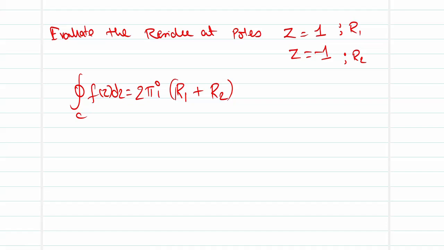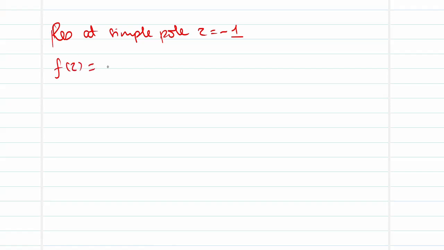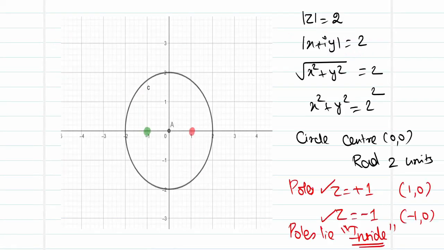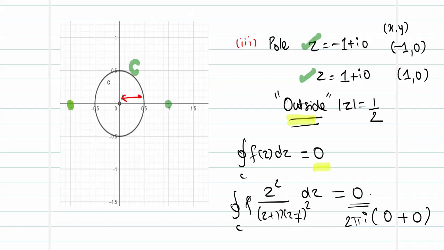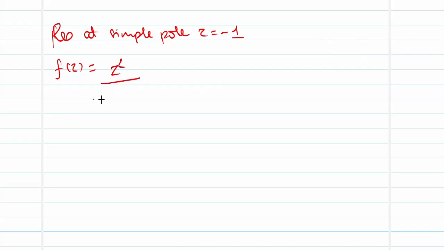Let's get started with the first residue, which is going to be the simple pole. Which is the simple pole? Z is equal to -1. So let me estimate the residue at the simple pole z is equal to -1. Copy paste your function f of z. What is your function f of z? The function f of z is z square by z plus 1 into z minus 1 the whole square. So the next thing we need to do is recollect the formula for the residue.